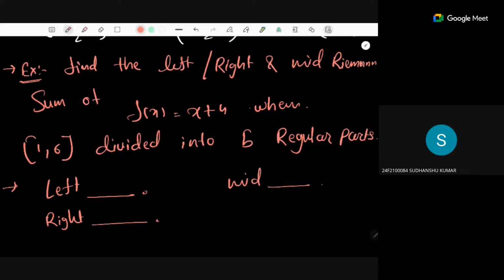Okay, so I'll give you guys 5 minutes to find out these three values: left, right, and mid. Once you find out the values, just answer me in the chat box. So it's 5:12, so let's take up to 5:17, because after this we just have definite integration, indefinite integration. That won't take much time. So just sit down and find out the values of left, right, and mid Riemann sum of the given function f of x is equals to x plus 4.